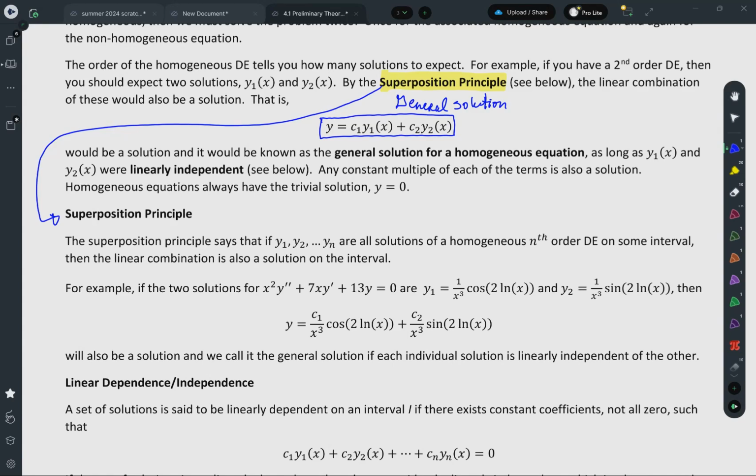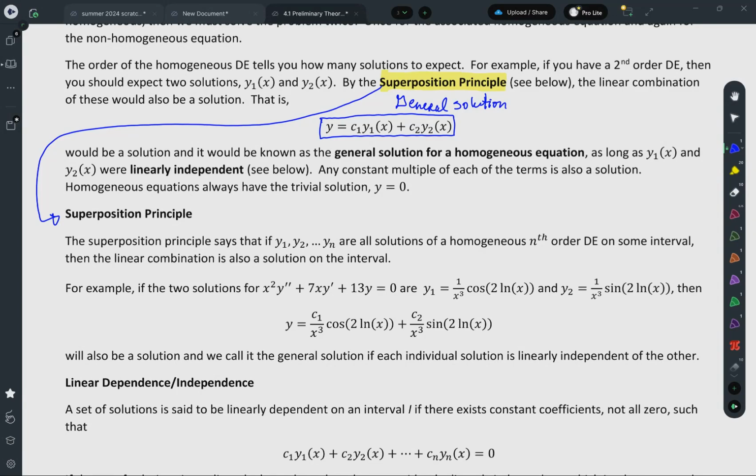Let's see. One of the criteria that must be true for the individual solutions is that they have to be linearly independent. And a simple way to define what that means is that one of them can't just be a multiple of the other. So like if y1 is x squared, then y2 can't be 7x squared. That doesn't make any sense. Or if y1 is e to the 2x, then y2 is not going to be e to the 2x. Okay? We do not get repetitions of solutions. If we do, we have to fix them. And that's something that we'll learn in the next section, actually.